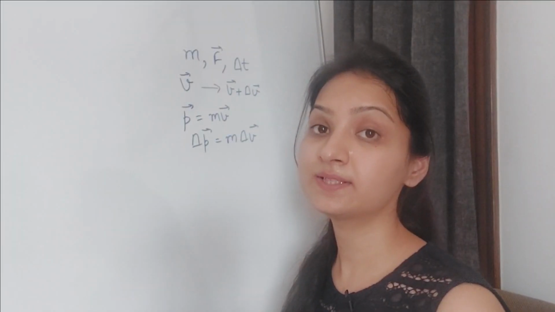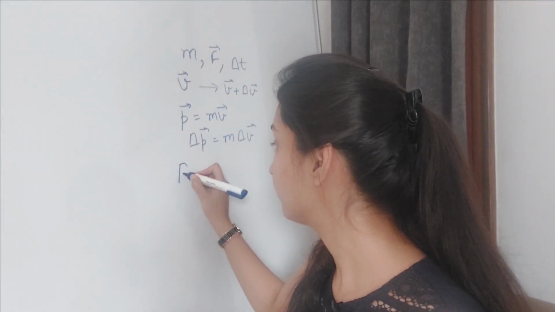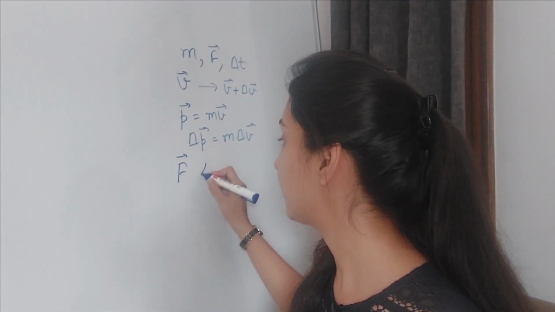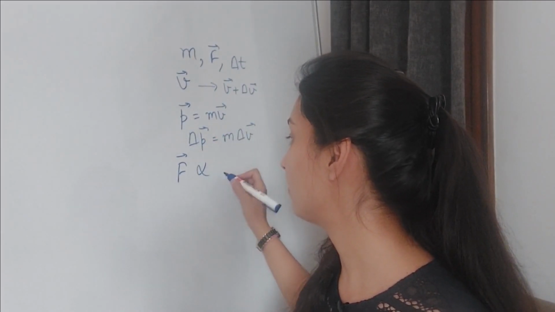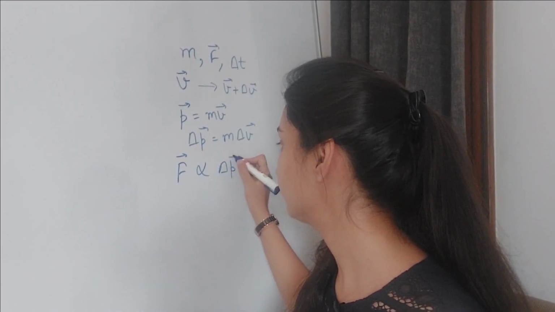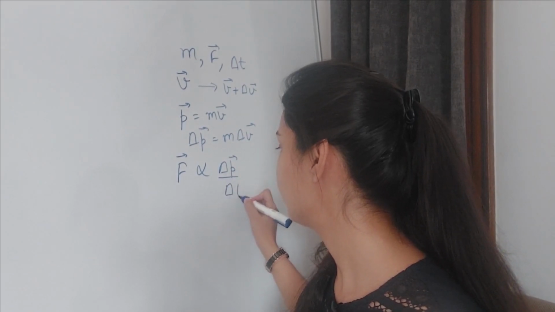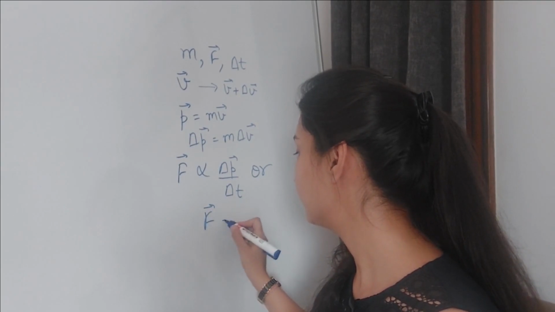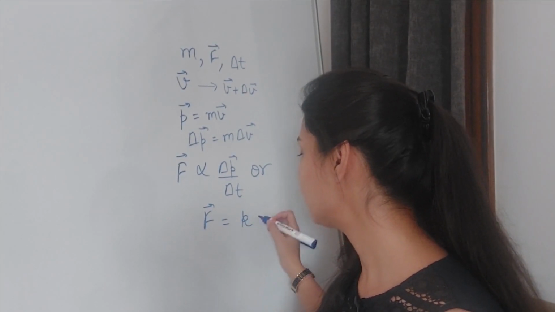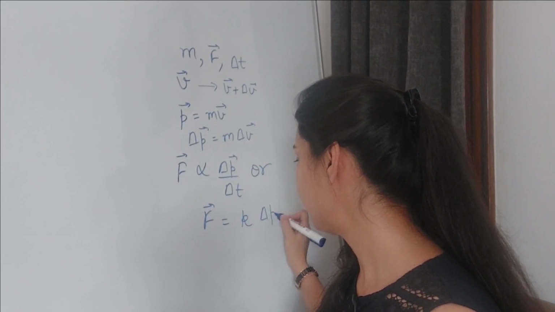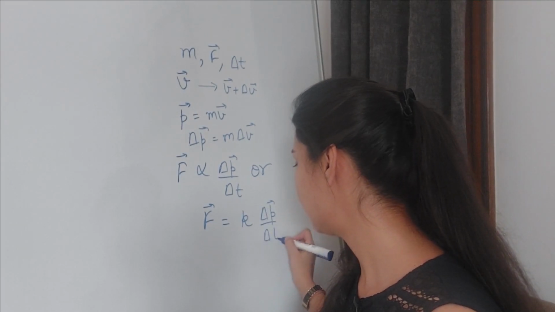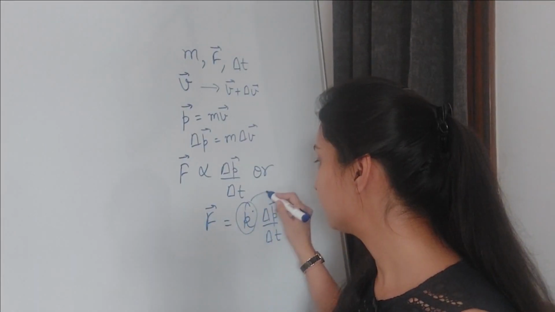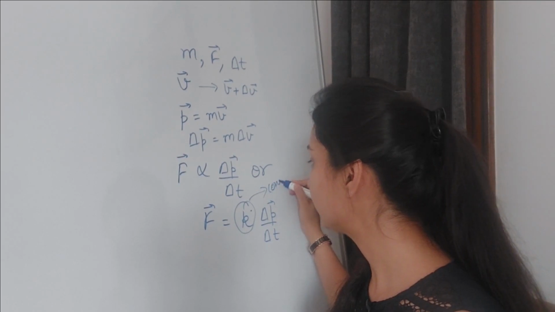And according to the second law of motion, this force is directly proportional to this rate of change of momentum with time. Or you can say this force is equal to some constant times delta p by delta t, where this k is the constant of proportionality.